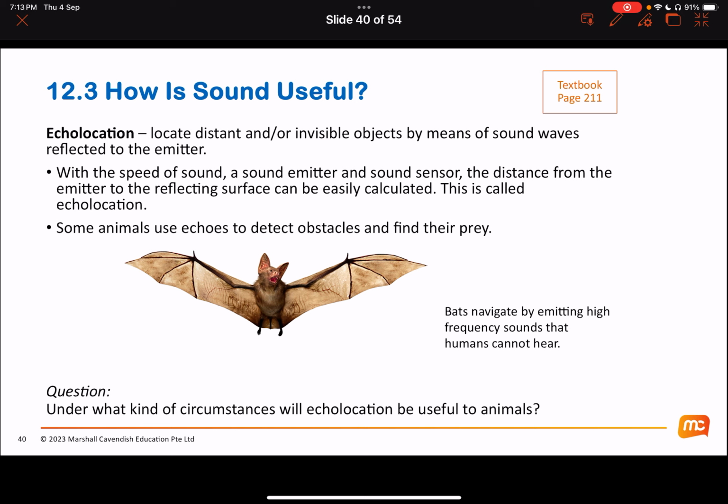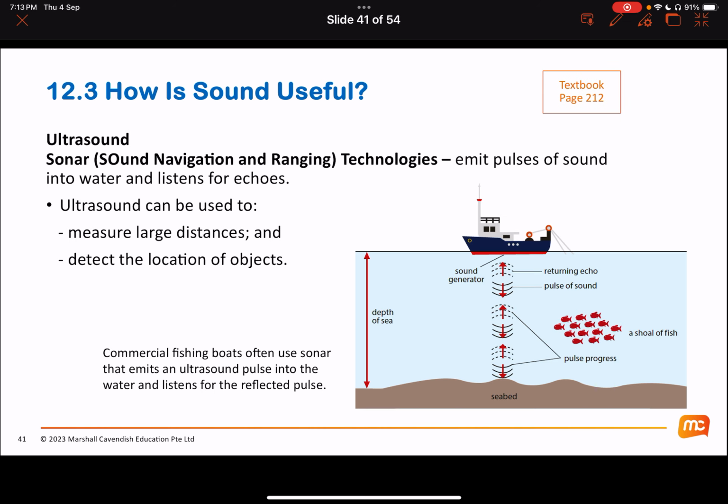So let's say a bat uses sound waves to detect objects, because in a cave it's very dark, so they can't really use their eyes. There's no light for them to see. So in that case, they navigate by emitting high frequencies of sound. Other than that, ships also use sound technology. It's known as sonar, which stands for sound navigation and ranging, whereby they emit pulses of sound into the water, then they listen for the echo. So they can measure large distances and detect location.